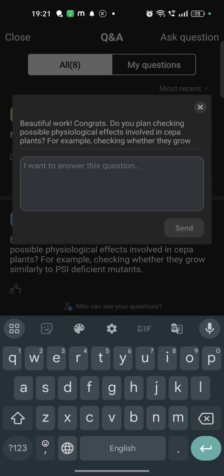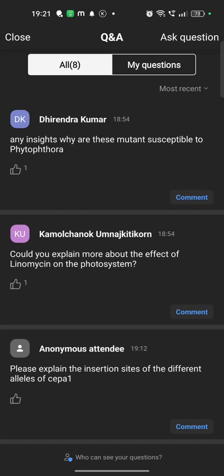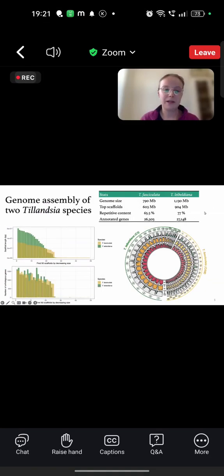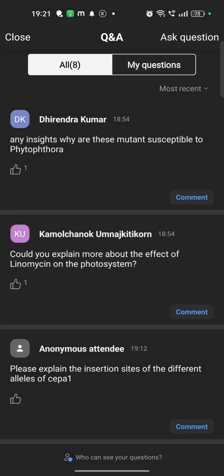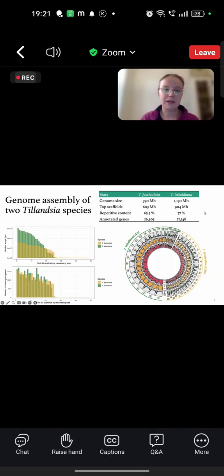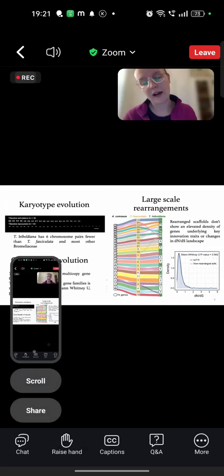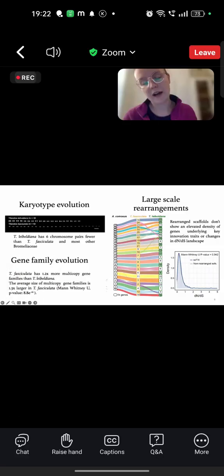Tillandsia laeboldiana has 6 chromosome pairs fewer than Tillandsia fasciculata, and also then the majority of Bromeliaceae, which is quite significant for 2 species that diverged in the last 2 million years. And as you can see, these chromosomes also seem larger, so we started to think that perhaps we have had cases of chromosomal fusion that may explain this difference in karyotype.